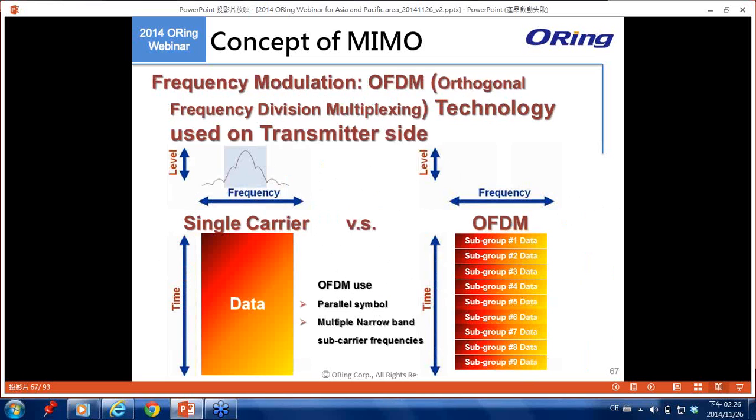Another important technology on the transmitter side is OFDM, which stands for orthogonal frequency division multiplexing. We don't do the modulation with a single carrier frequency like the SSS, but in another way. Before the data is sent out from the transmitter, we divide the data into several parallel subgroups of data and use several narrow band subcarrier frequencies to carry those data. Just like this. And you can see the total bandwidth over here.